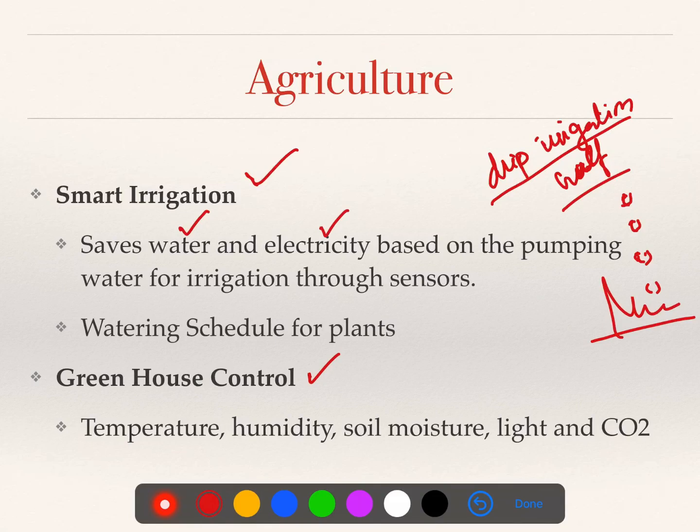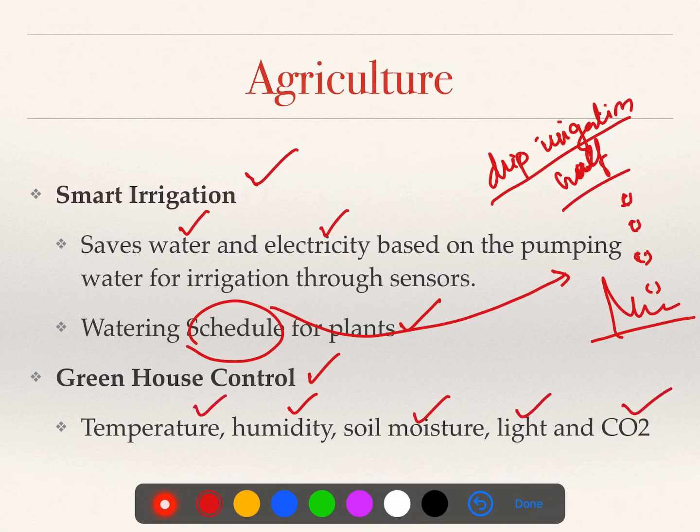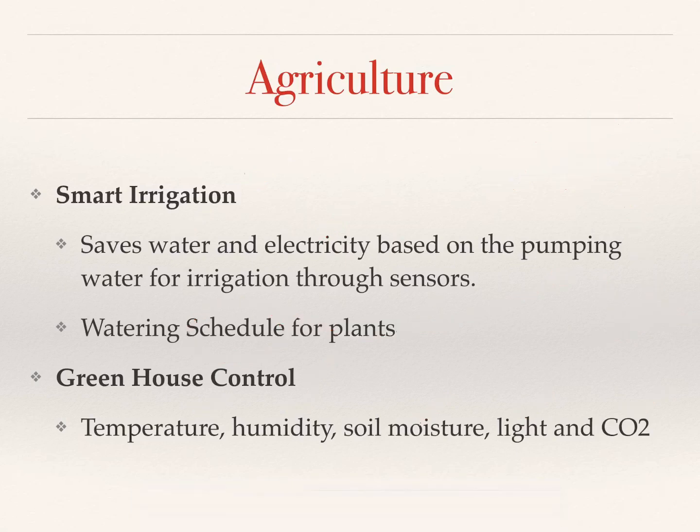Then the watering schedule for plants. According to the schedule, the water will be poured to the plants for nutrients. And greenhouse control is where we keep monitoring humidity, soil moisture, light, carbon dioxide and temperature. Because plants need more carbon dioxide than human beings, how this carbon dioxide is monitored, the wetness in the soil, and the corresponding lighting conditions, how this is monitored. Smart irrigation says that once you deploy all these sensors in the field, how it can be monitored will be taken care of by this application.